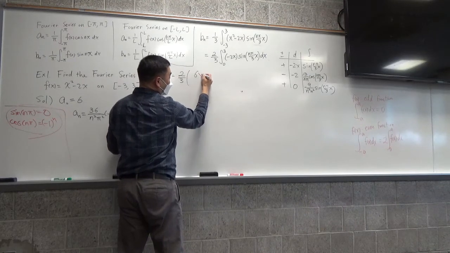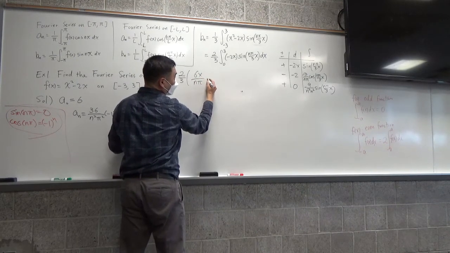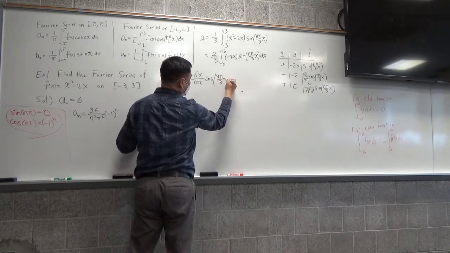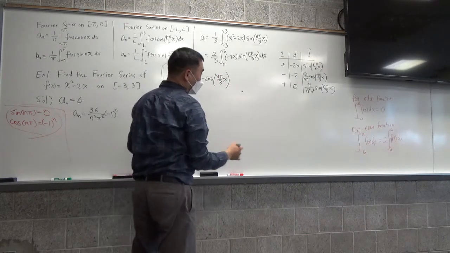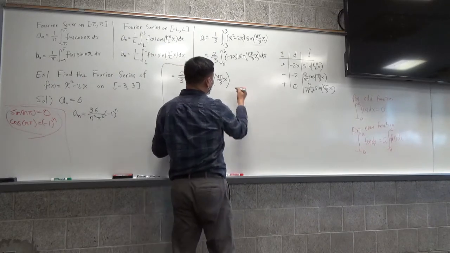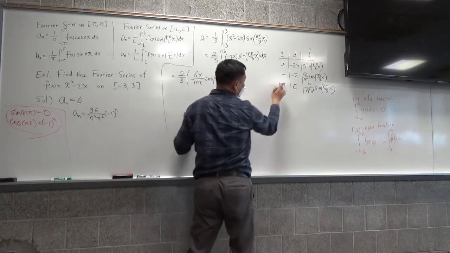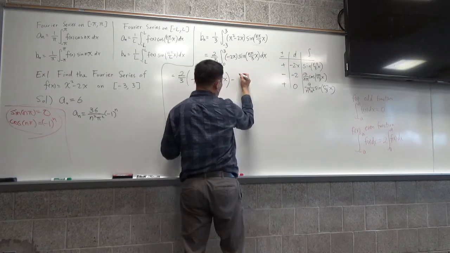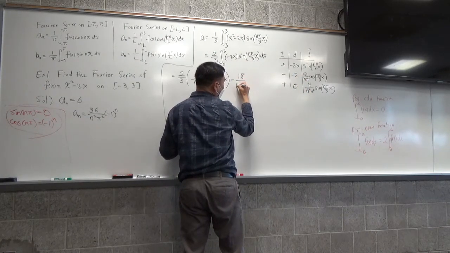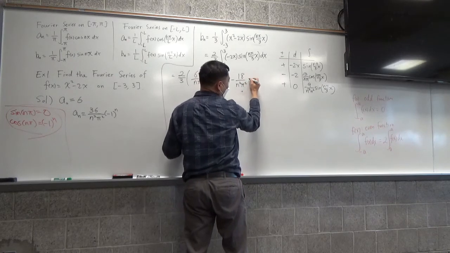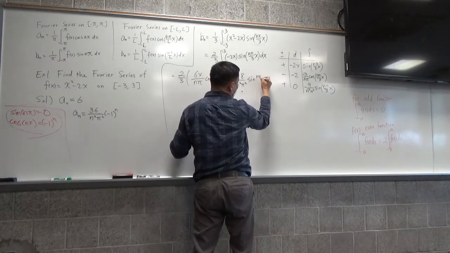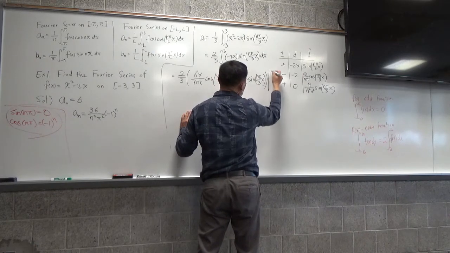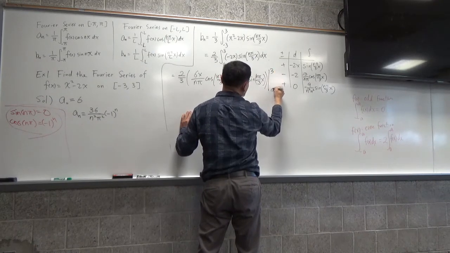So you have 6x over n pi cosine n pi over 3. And then negative times negative times negative, that's negative, and 2 times 9 is 18, so it should be negative 18 over n squared pi squared times sine n pi over 3x. And you're plugging in 3 and 0.